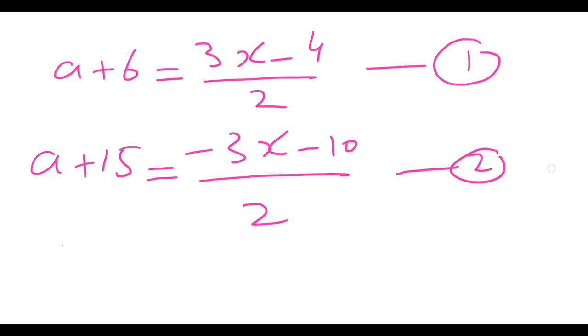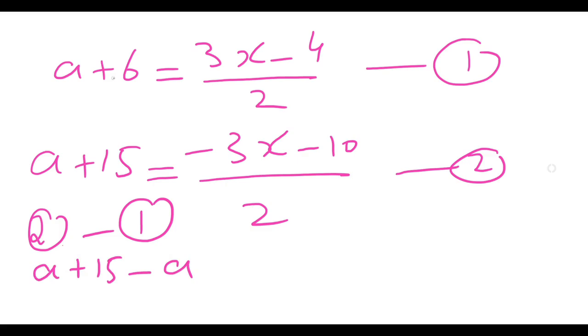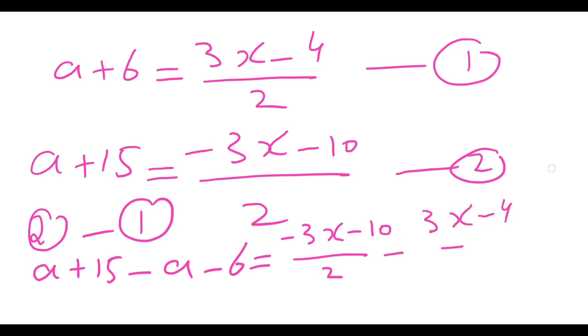So subtract equation 1 from equation 2. So the 2 minus 1. So from 2 we're going to minus 1. So the a plus 15 minus a positive 6 become negative 6 is equal to (-3x - 10)/2 minus (3x - 4)/2. We must minus this one.